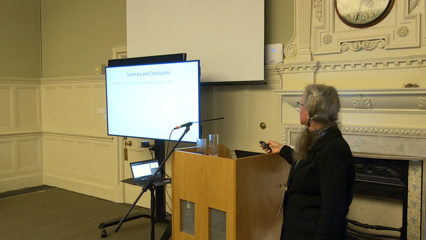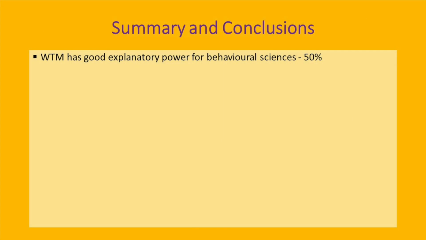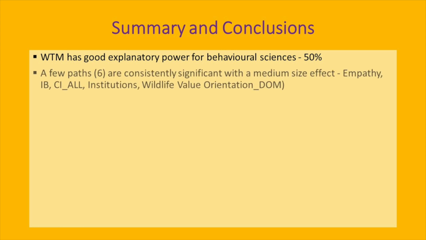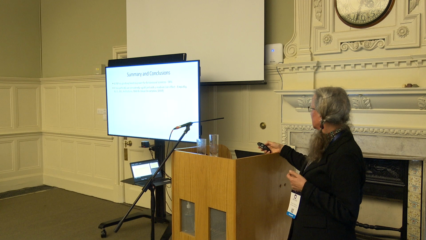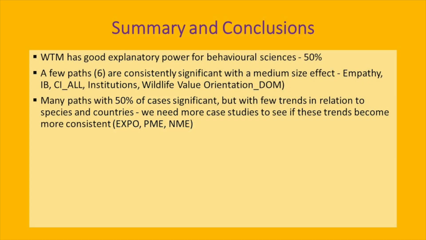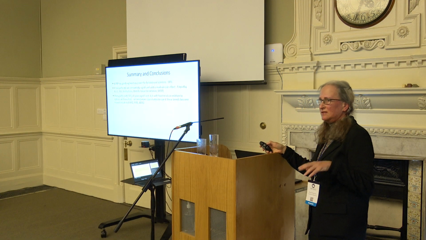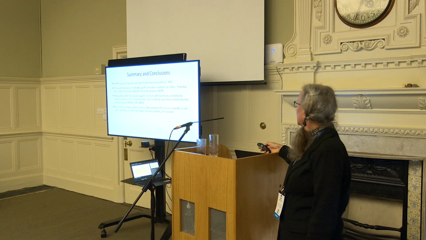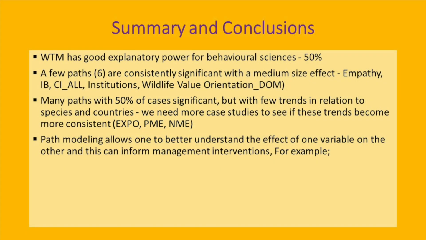So then to summarize, the wildlife tolerance model has quite a good explanatory power for the behavioral sciences, around 50%. And we find that a few paths are consistently significant across all these case studies with a medium effect size. And then there are a whole bunch of other paths which are significant in about 50% of cases. So we do need more case studies to try and unpack what are the contexts of where these other paths are important. And lastly, path modeling allows one to better understand the effect of one variable on the other, and it can help to inform management interventions.